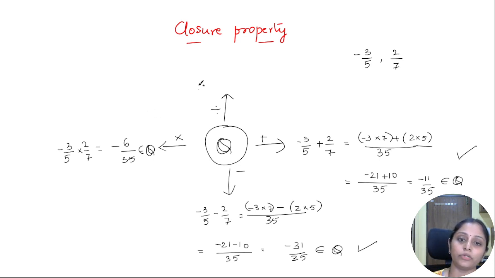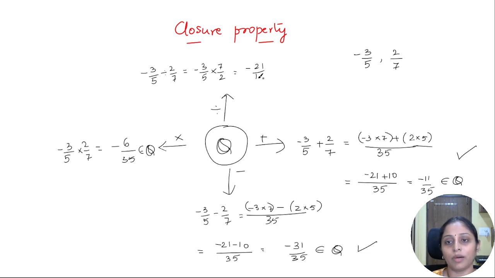Now coming to division. How do you divide two rational numbers? Minus 3 by 5 divided by 2 by 7 is nothing but minus 3 by 5 into 7 by 2, which is equal to minus 21 by 10. Now is this a rational number? Yes, it is. So can I conclude that rational numbers are closed under division?